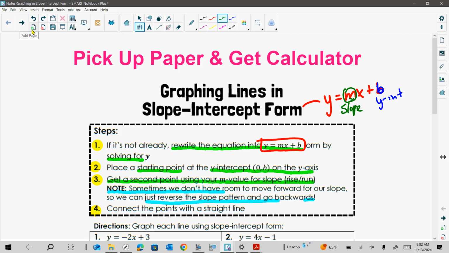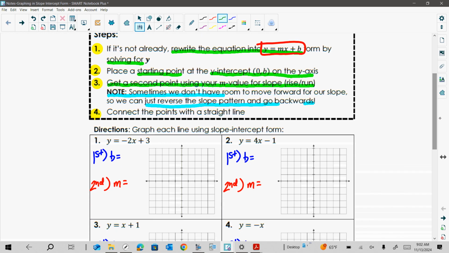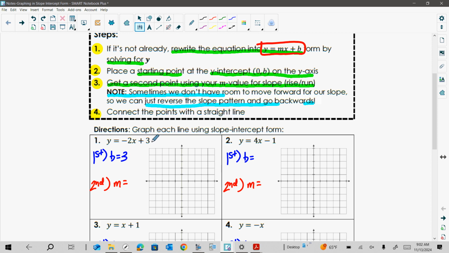The first thing I'm showing, or recording, that we're going to do together is always identify the b first. Okay, so your starting point is the b. In our equation here, y equals negative 2x plus 3, what value is our b? 3. The value of the b is 3. So that means this is on the y-axis, that's the vertical line here. We're going to plot that point. We're going to go up to 3 and put a point there.